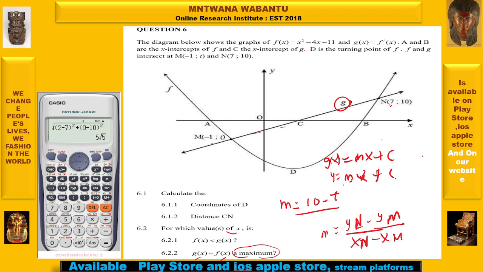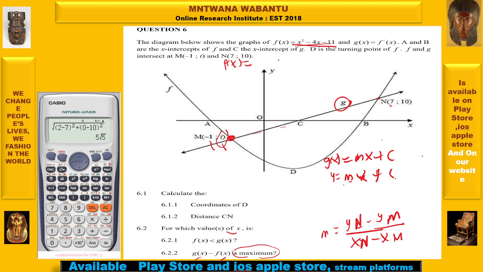So we have everything except the value of y at n. Let me find y at n before I go further. How am I going to get y at n? Look, these two equations intersect at m and n, and whenever equations intersect, you can equate them. It's very acceptable. So let me use f of x, the parabola, because intersecting means they have the same point. If I substitute x, I'm going to get the value of y at the same point.